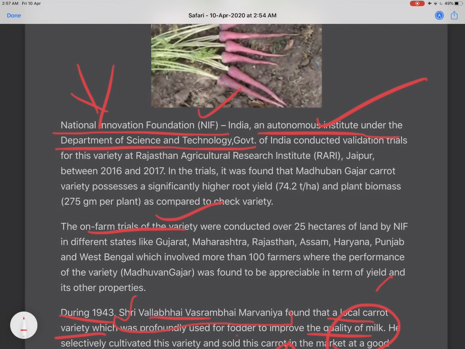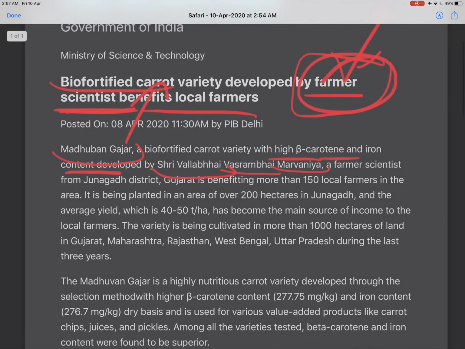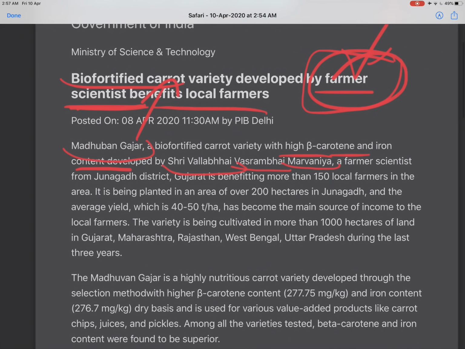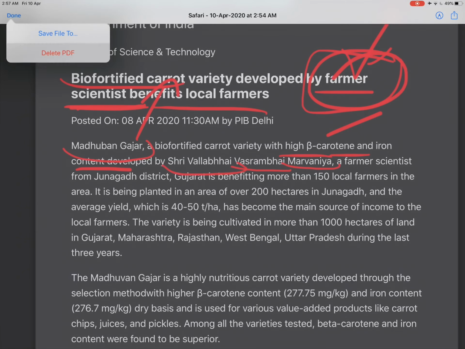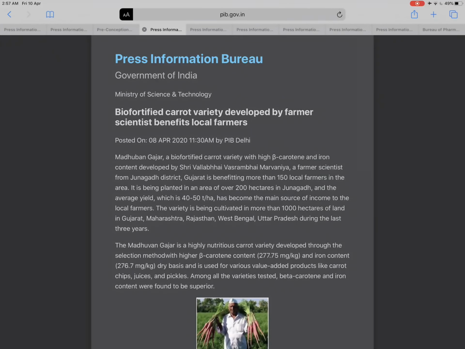So we have gotten this thing. Right now it's produced in Gujarat, Maharashtra, Rajasthan, Assam, Haryana, Punjab and West Bengal. Alright. So we have understood what this is. It was Madhubani Gajar, and it's a carrot variety with high beta carotene and iron content, developed by not any government organization but by a farmer, and we have studied this thing. That's it. Moving on to the next PIB, which is this.